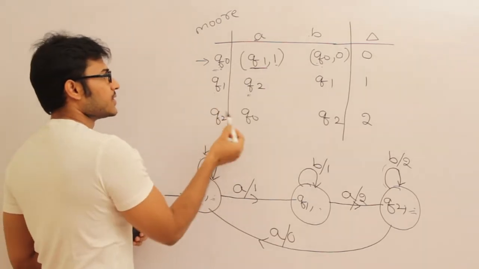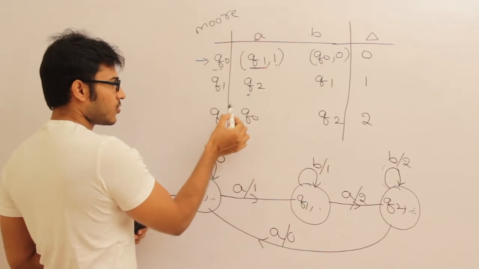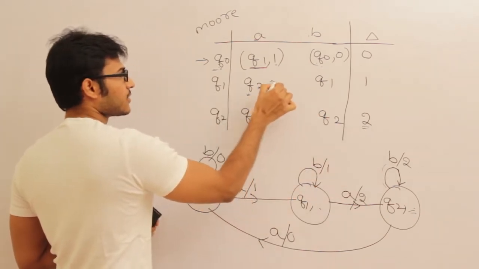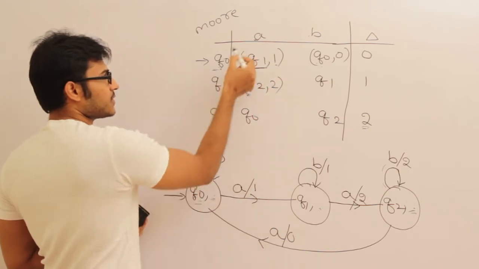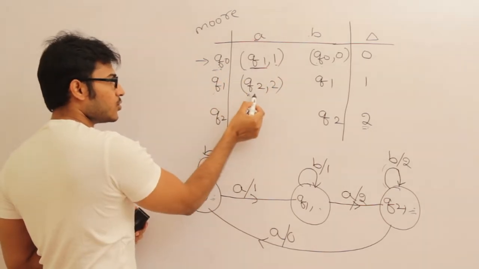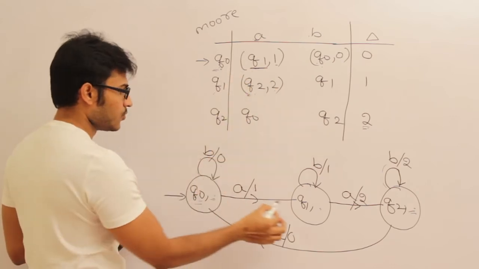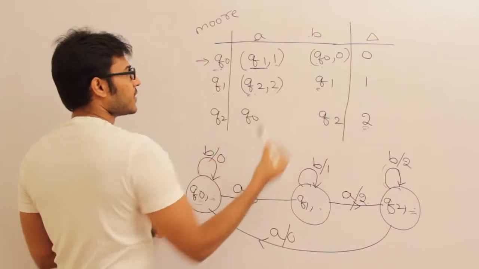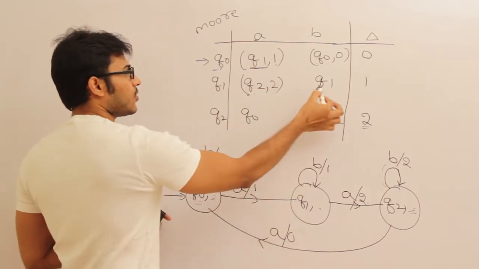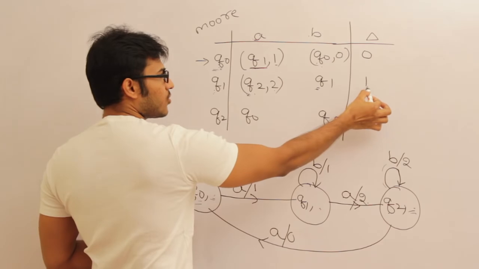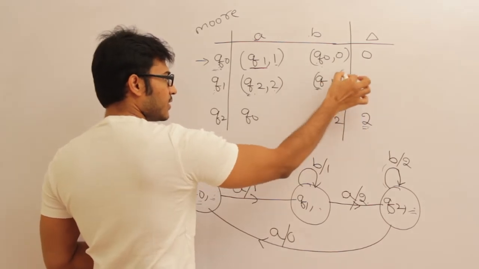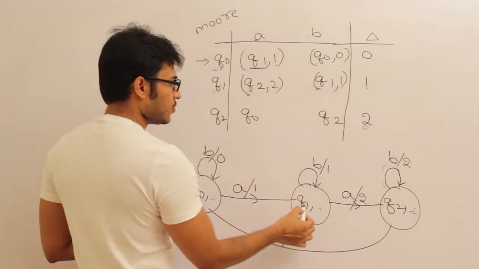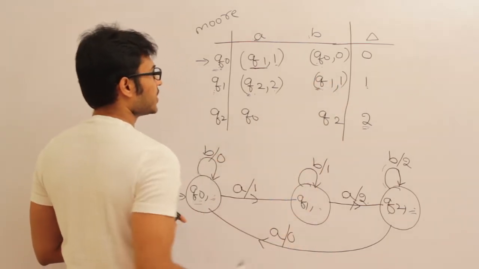Now look at this. It is going to Q2, therefore go to state Q2 and whatever is the output associated with Q2, write it there. Which means Q1 on A is going to Q2 and outputting 2. Now check this one. It is going to Q1, so go to state Q1 and the output associated is 1, therefore write it as 1. Which means Q1 on B is going to Q1 and output is 1.